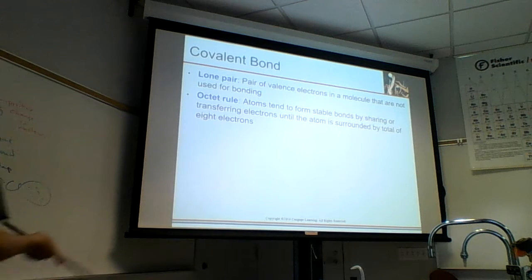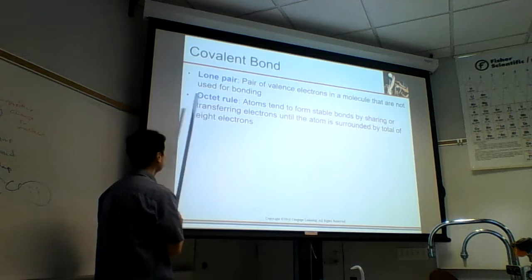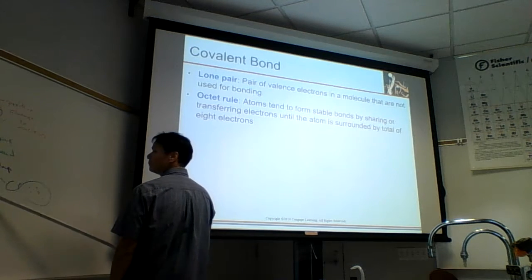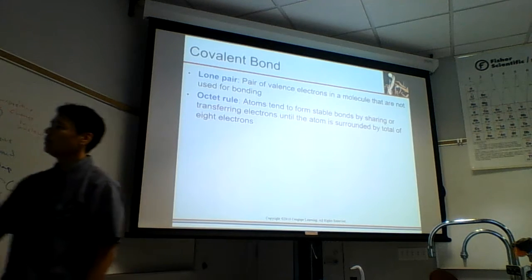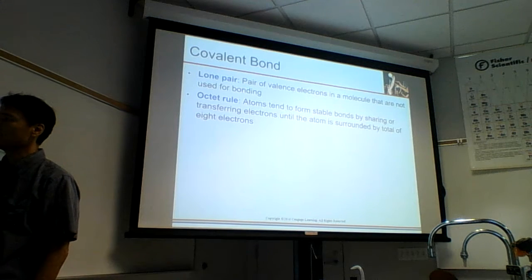A lone pair is a pair of valence electrons in the molecule that are not used for bonding. A bonding pair is this. So over here I have one bonding pair and 3 lone pairs on this chlorine, and over here I have one bonding pair and 3 lone pairs. But this bonding pair is used for both.